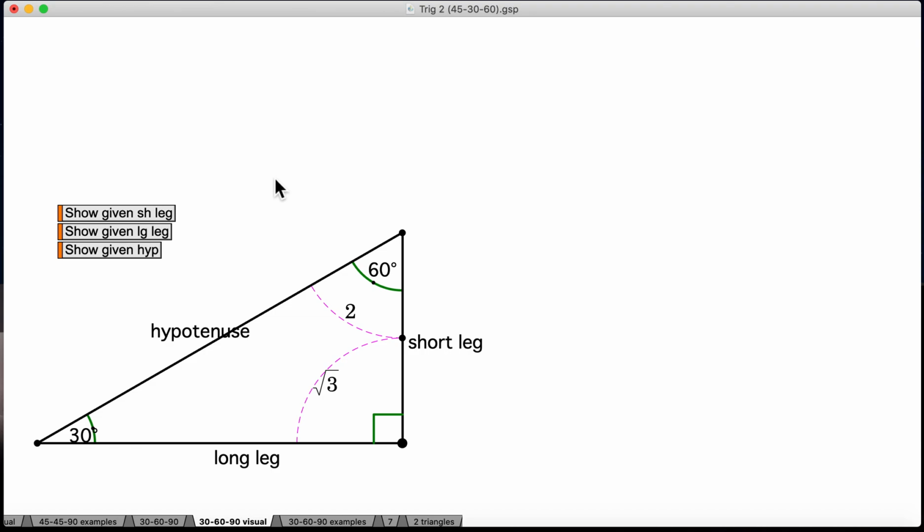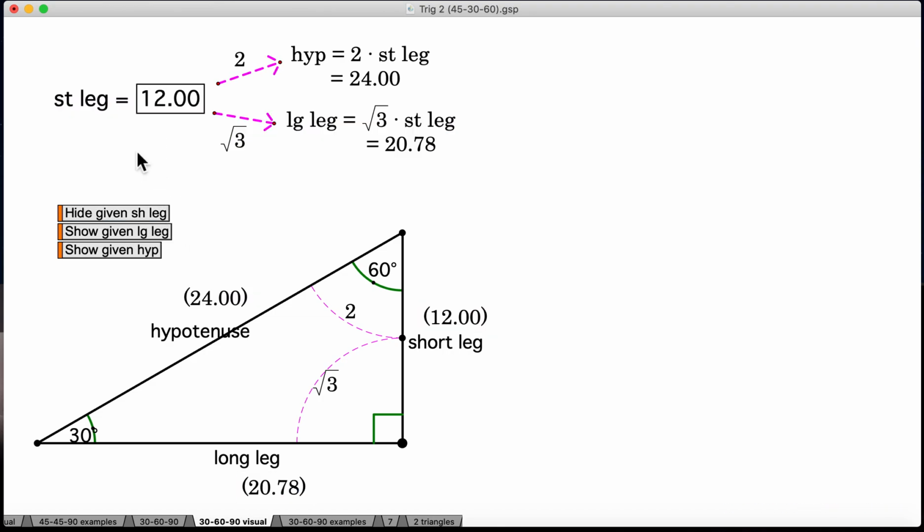That would be my strategy. This way you don't have to remember any other numbers. So the connection short leg to hypotenuse is a 2. If I'm going this way, it gets longer, I multiply by 2. If I'm going from the hypotenuse to the short leg, it gets shorter, so I divide by 2. If I'm going from the short leg to the long leg, it gets bigger, I multiply by root 3. Going from the long leg to the short leg, I divide by root 3.